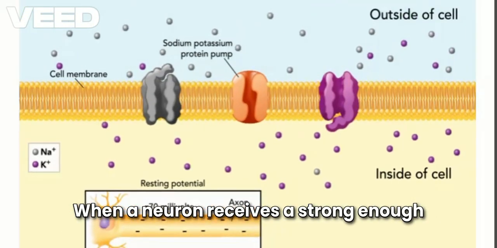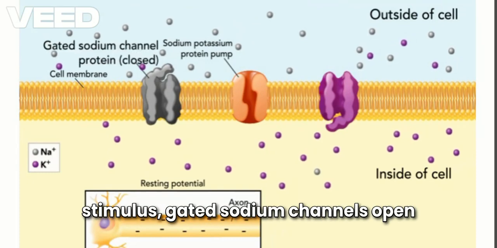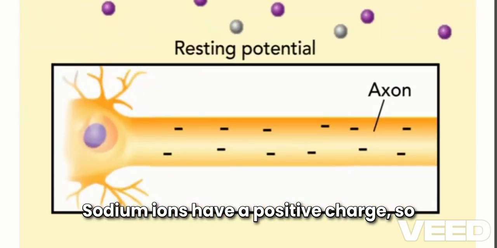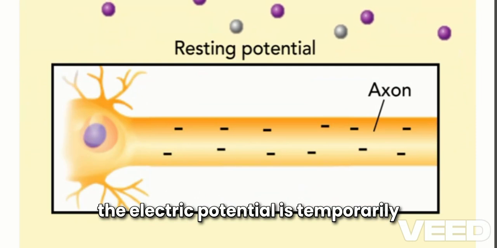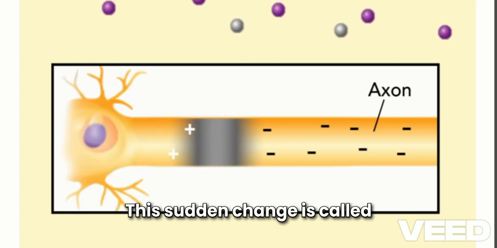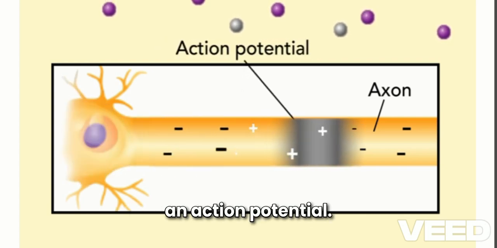When a neuron receives a strong enough stimulus, gated sodium channels open to let sodium ions rush into the cell. Sodium ions have a positive charge, so the electric potential is temporarily reversed and becomes positive. This sudden change is called an action potential.